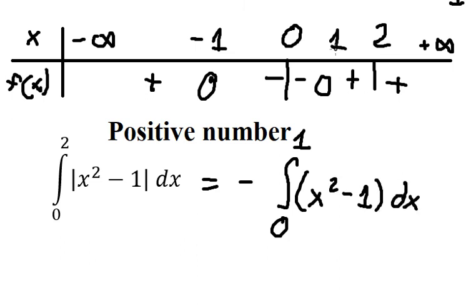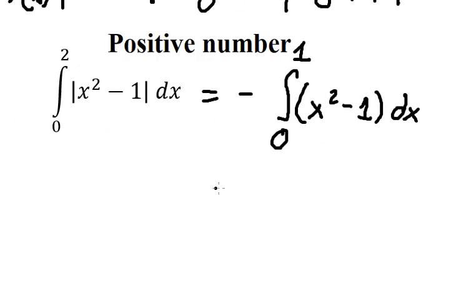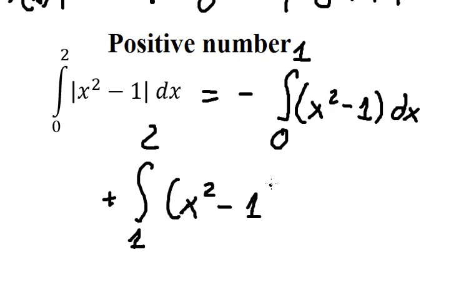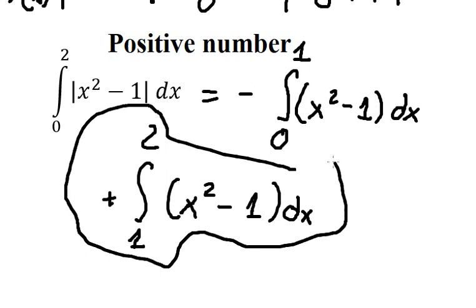This one from 1 to 2 is a positive number. So we don't need to use the negative sign here. So we just use positive from 1 to 2. Now we need to find the value of this integration and this one in here.